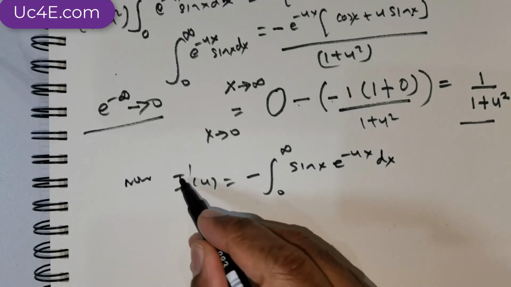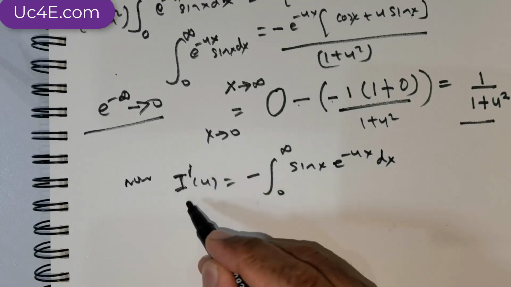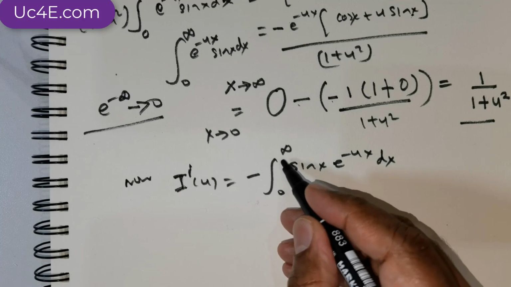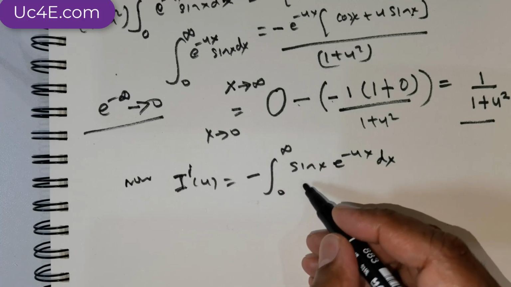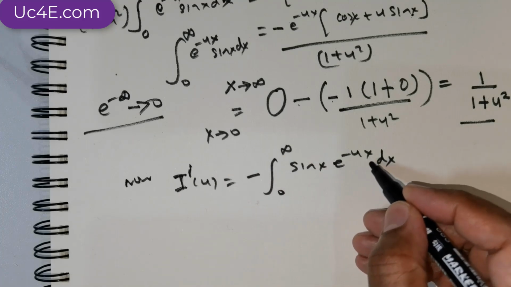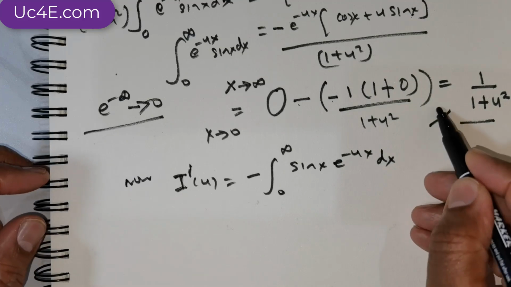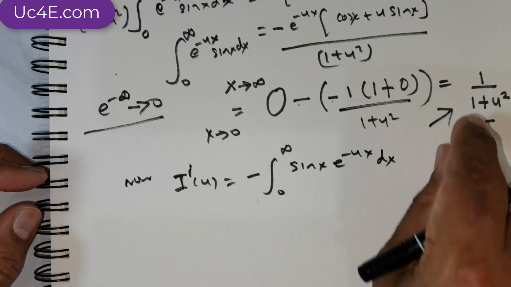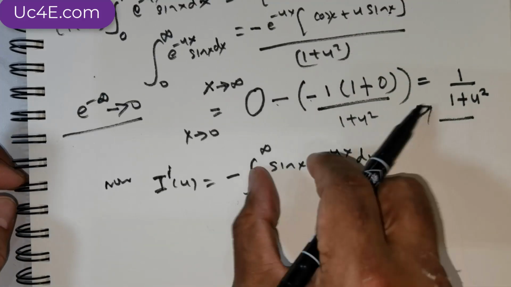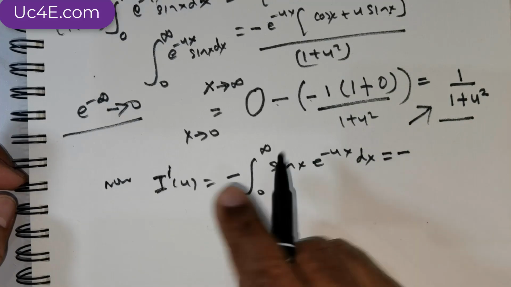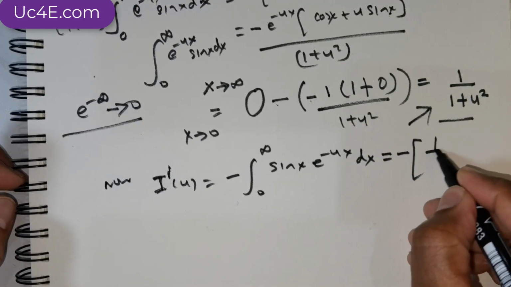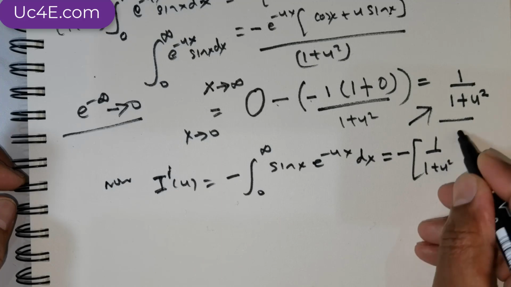Now actually we ended up with this, right? I dash of u is equal to negative integral 0 to infinity sin x times e raised to the power of negative x times dx, and that integration is obtained over here. Now take this value and substitute here. So this is equal to negative, the sign stays here, just place this 1 over 1 plus u squared.